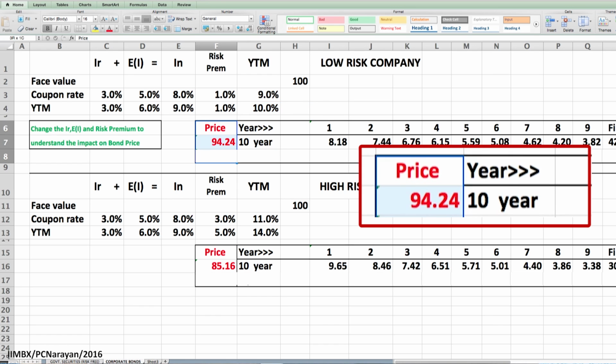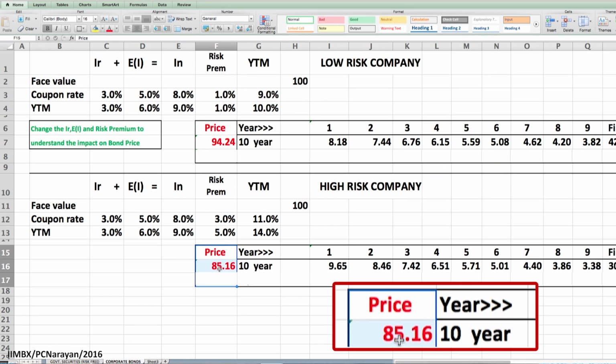Now what does this do to the price of the bond? Here it's 94 and here it is 85. In other words, the price of the bond for the high risk company has dropped substantially more than that for the low risk company, because the YTM has gone up from 11%, which is what it was at the time the bond was issued, to 14%, contributed by 1% because of the increase in expected inflation, and 2% because the risk profile of the company has gone up.